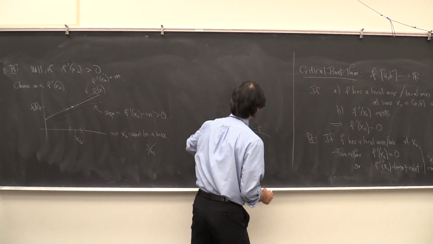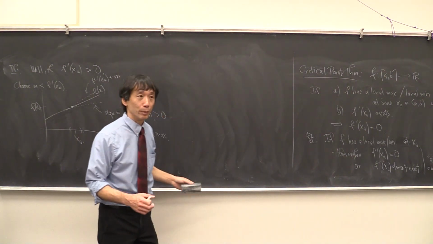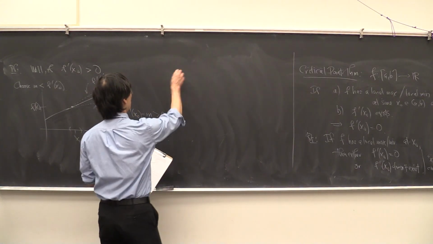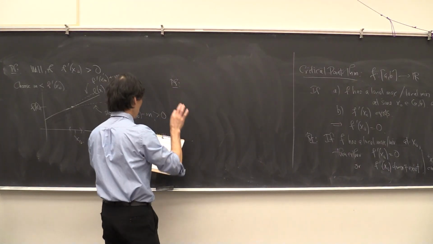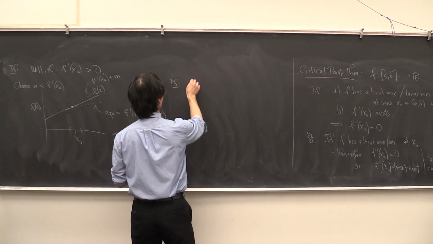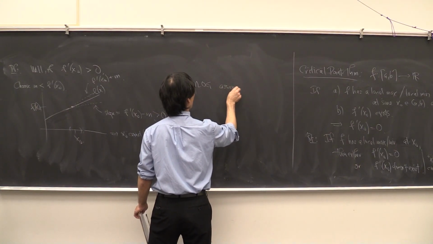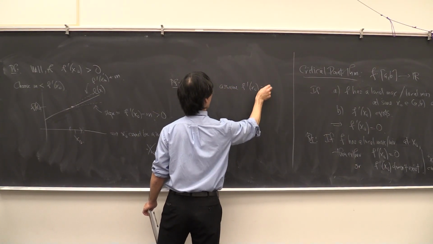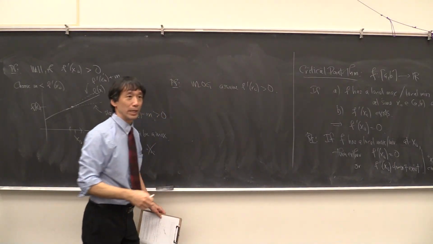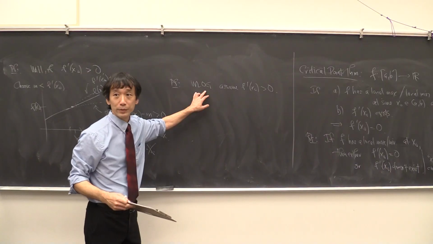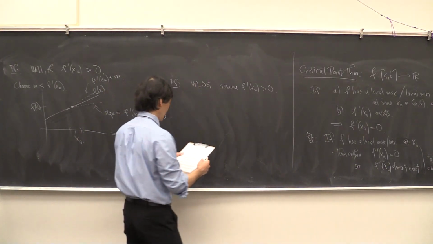Okay. Do people want me to write that out more formally? Actually, let me write it out more formally, just to make sure everybody's all right. So, without loss of generality, assume that f prime is positive. If it's negative, we can do exactly the same argument. Have I used this before, without loss of generality? Yeah. Okay. Great.